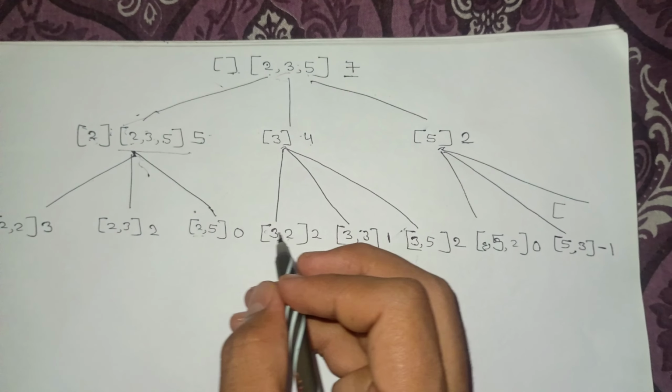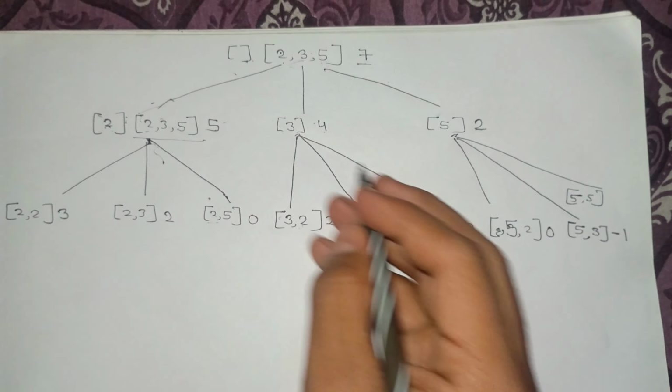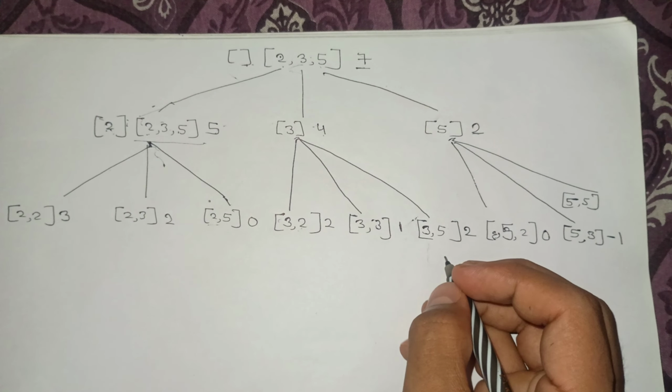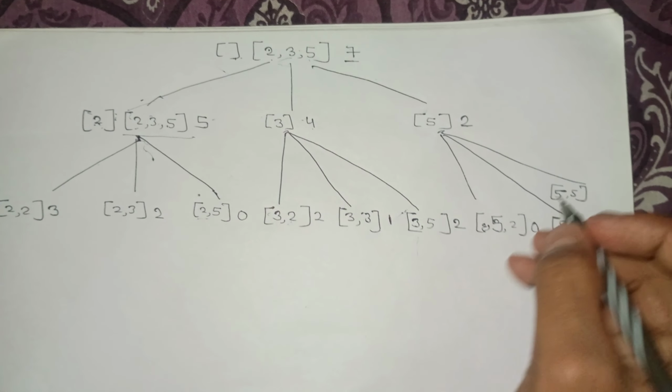Then we will discuss this also. Last is our 5 comma 5, which is 10. Then 2 minus 10 is minus 8, which is not correct at all. So we can see here a very important thing.